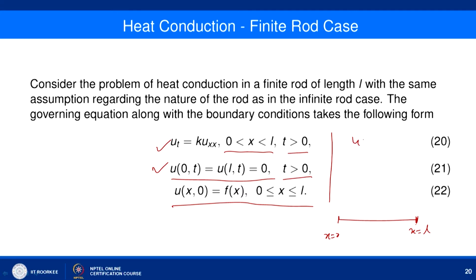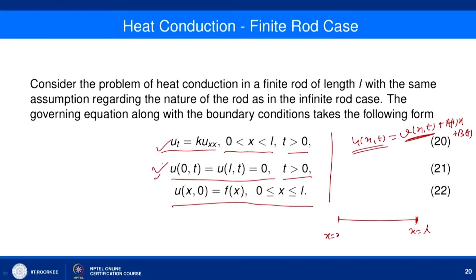I hope you recall this: u(x,t) I can write as v(x,t) plus A(t)x plus B(t). We can find A(t) and B(t) in the sense that this v(x,t) will take homogeneous boundary conditions, and of course we have to pay the price: the homogeneous equation will convert into a non-homogeneous equation, and we will see how we can deal with this kind of problem. But before that, let us first solve the heat conduction problem in the finite rod with homogeneous boundary condition, that is, a homogeneous boundary condition with a non-homogeneous initial condition.